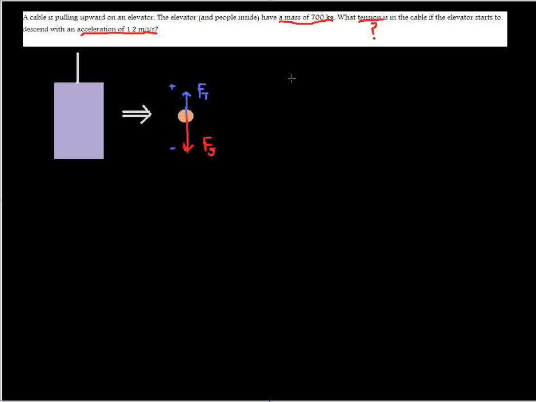I'm going to list some givens now. There's no real kinematics problem in this one. This is just a pretty straightforward force problem. I have a mass, 700 kilograms. I have an acceleration of negative 1.2 meters per second squared. And that's about it. I'm looking for the force of tension.